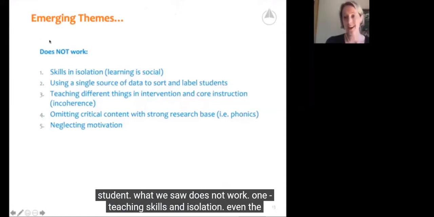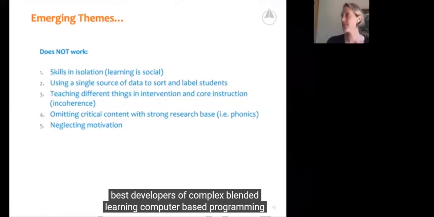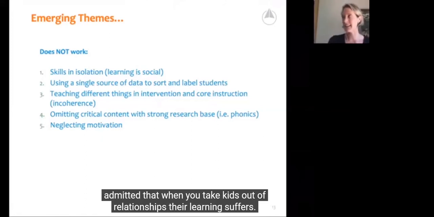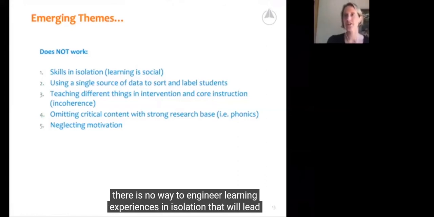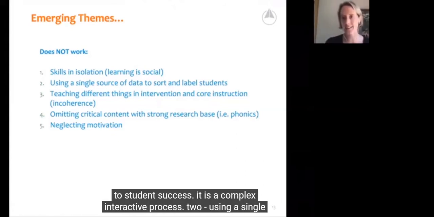What we saw does not work. One, teaching skills in isolation. Even the best developers of complex blended learning, computer-based programming admitted that when you take kids out of relationships, their learning suffers. There is no way to engineer learning experiences in isolation that will lead to student success. It is a complex, interactive process.